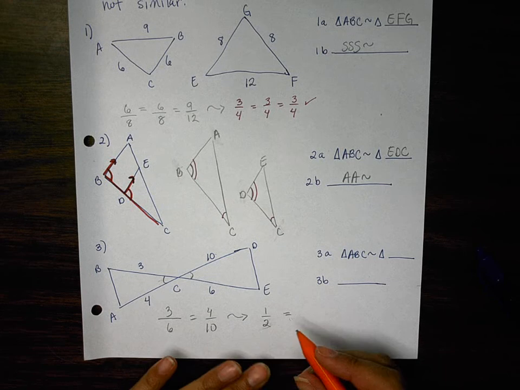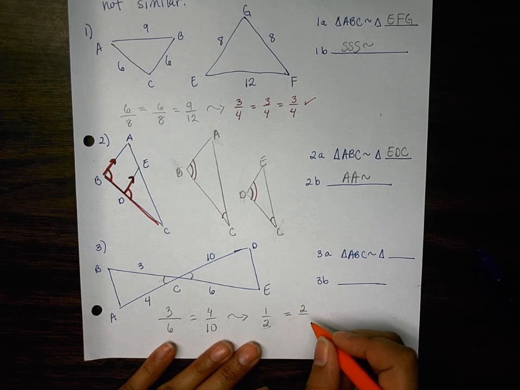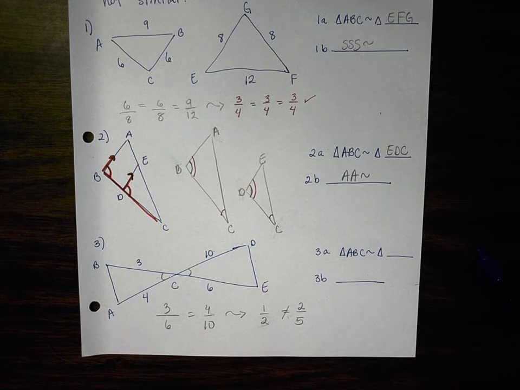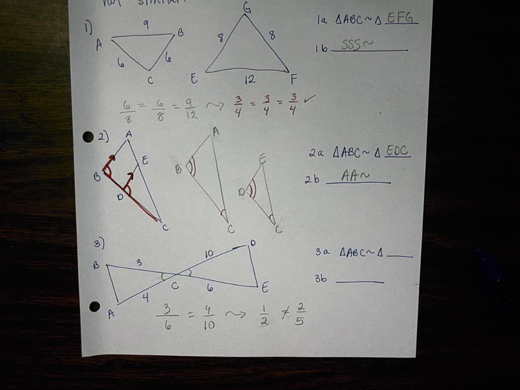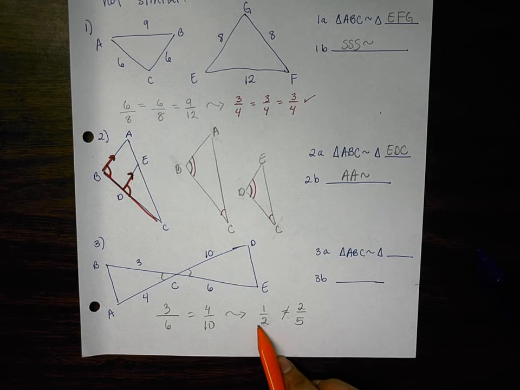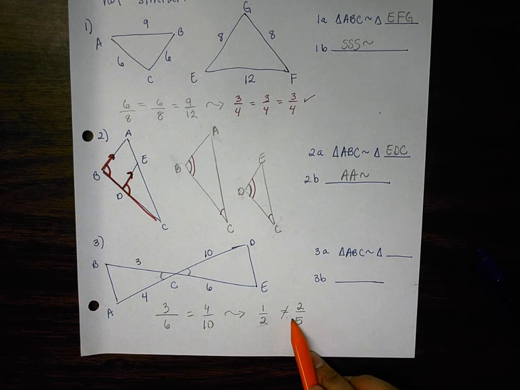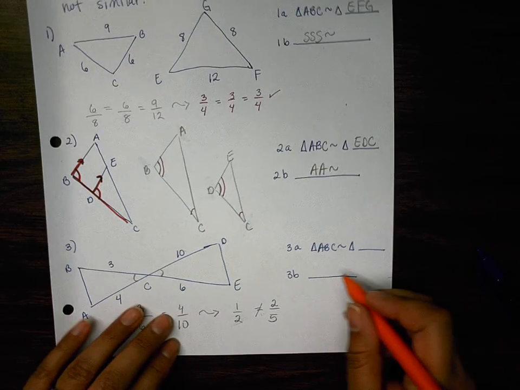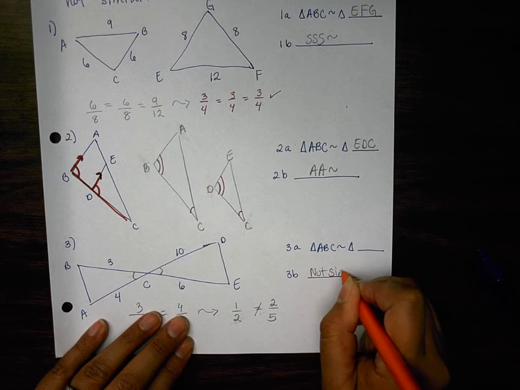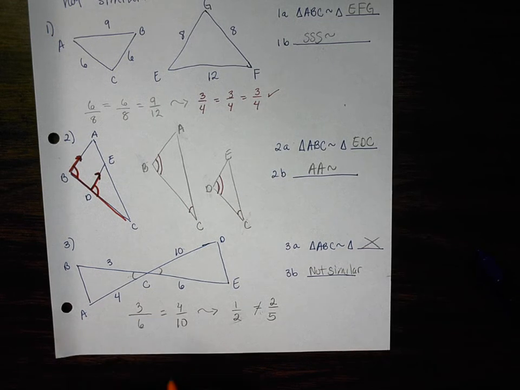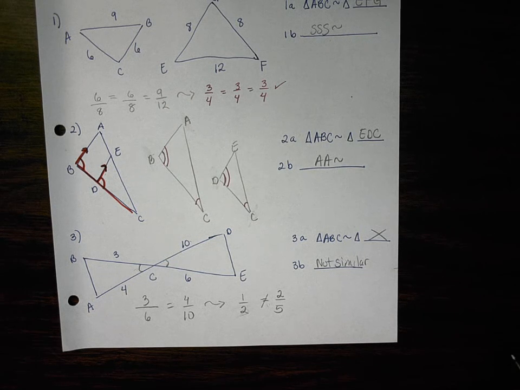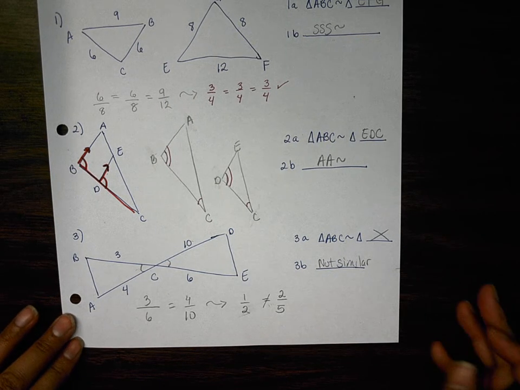1 over 2 equals, what goes into 4 that also goes into 10? 2. 4 divided by 2 is 2, and 10 divided by 2 is 5. Do they come out to be equal? No. They do not. So can I say the two triangles are similar? No, they are not. Let's just pretend for a second they both came out to be 2/5. 2/5, 2/5. Would they be similar? Yes, by side, angle, side similarity. But here we're going to write not similar, and I'm going to put a little X mark up there. Bro, these are hard.